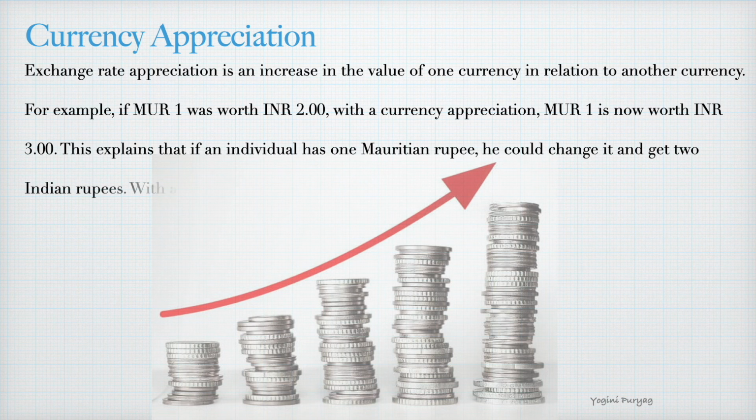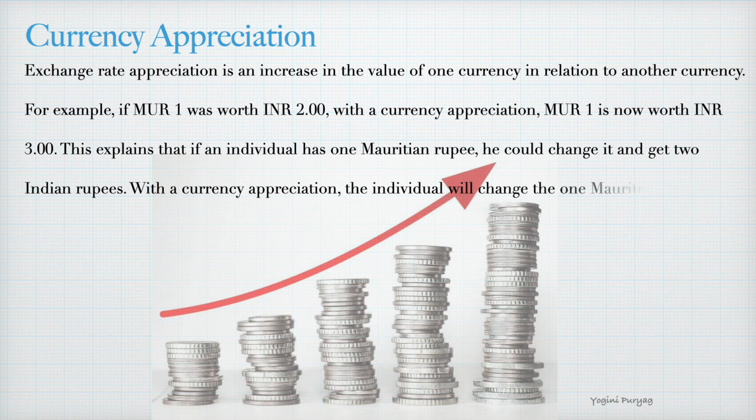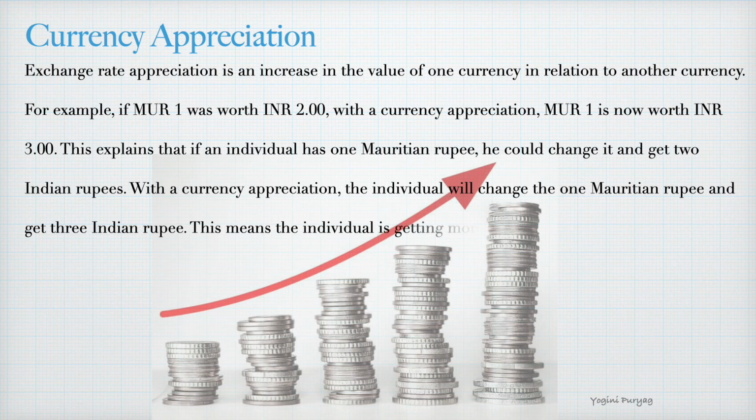This explains that if an individual has 1 Mauritian rupee, he could change it and get 2 Indian rupees. With a currency appreciation, the individual will change the 1 Mauritian rupee and get 3 Indian rupees. This means the individual is getting more money from the 1 Mauritian rupee.